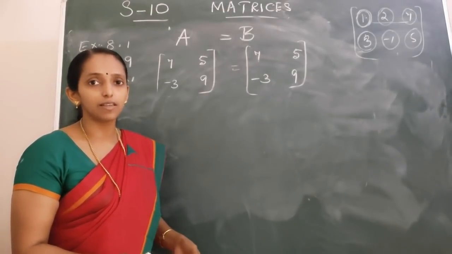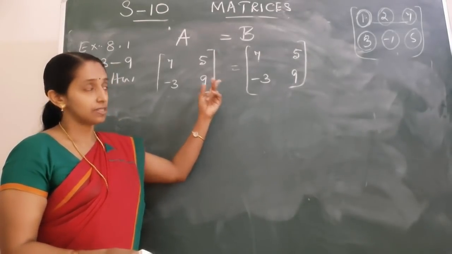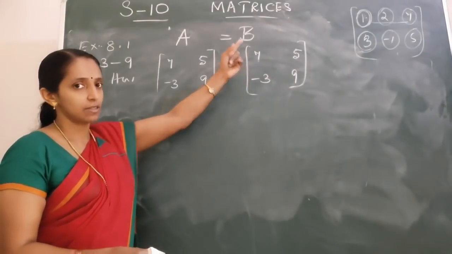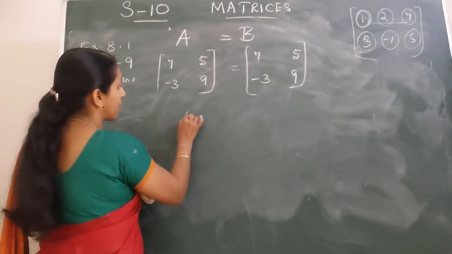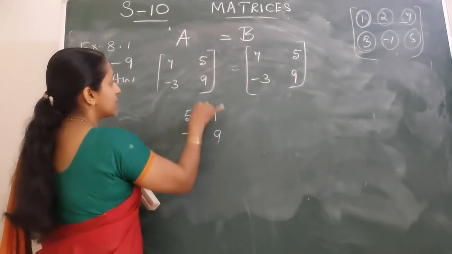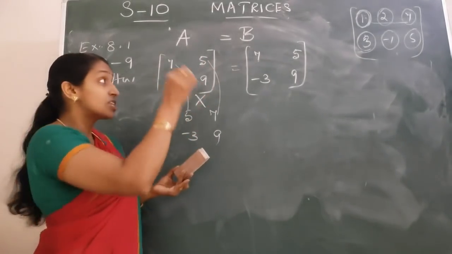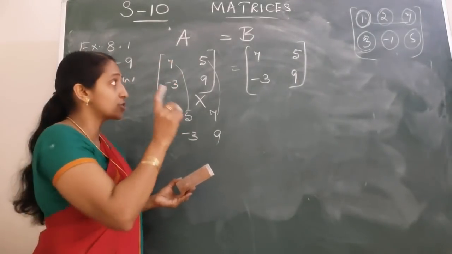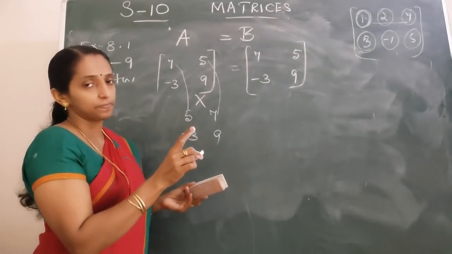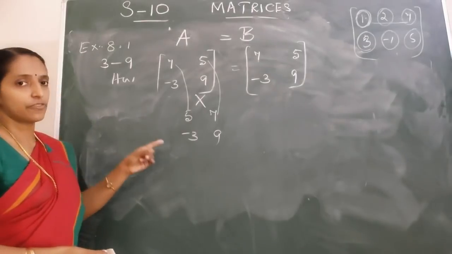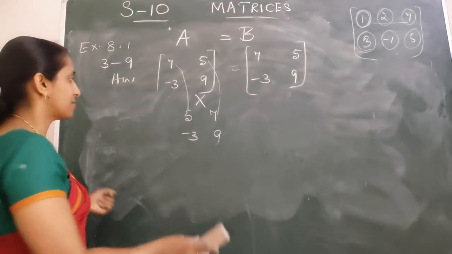Equality of matrix means two matrices are equal if and only if their respective elements are equal. Children, please listen. This same matrix, if you rearrange 5, 7, minus 3, 9, this is also not equal because these two elements are interchanged. So the elements should be in their respective places. Then only the matrices are equal. Two matrices are equal if and only if the respective elements are equal. So up to here we have seen.